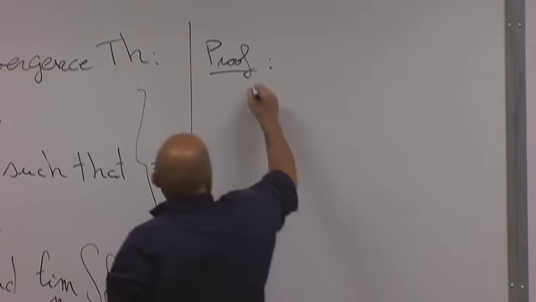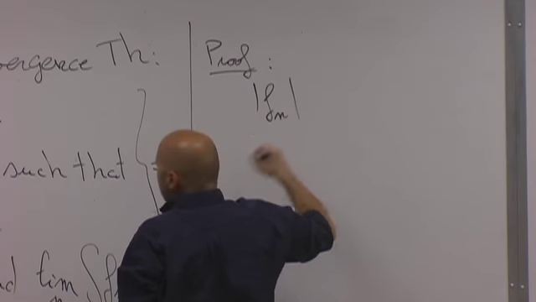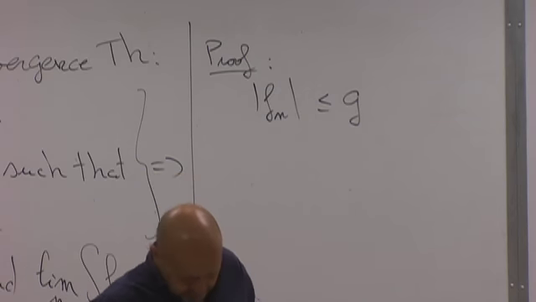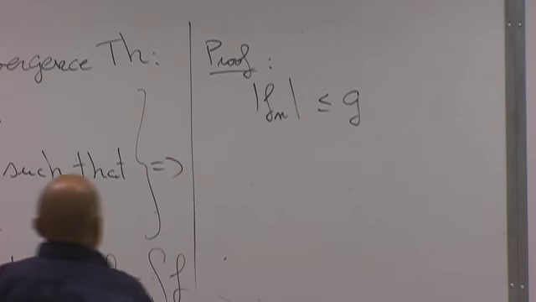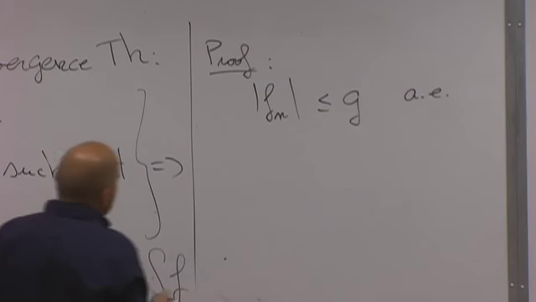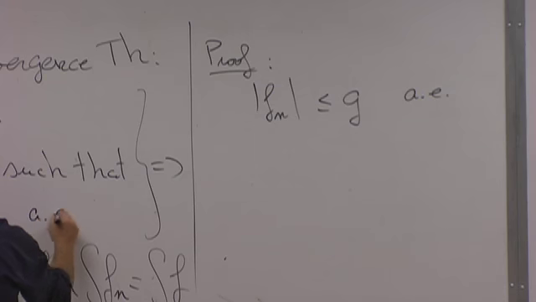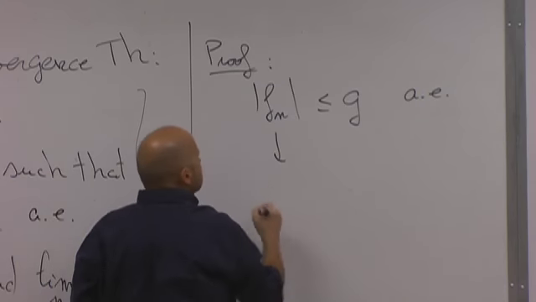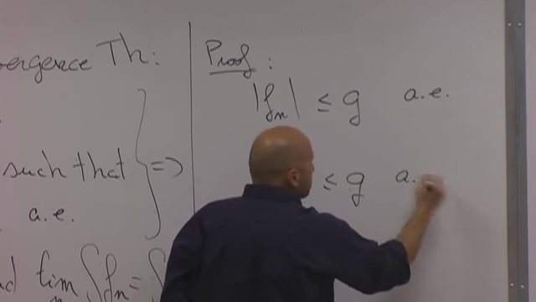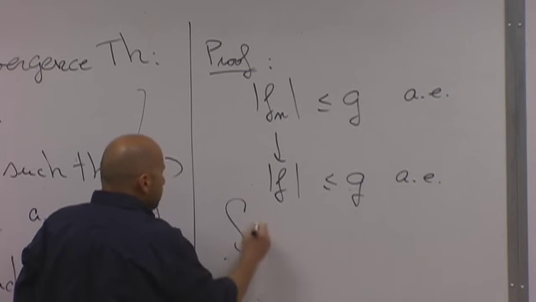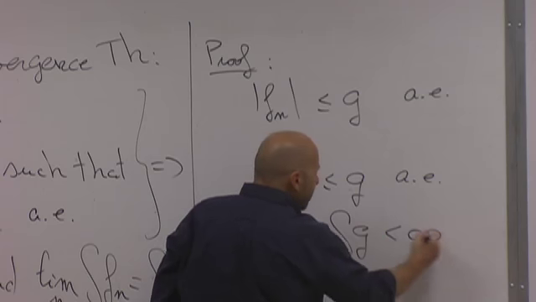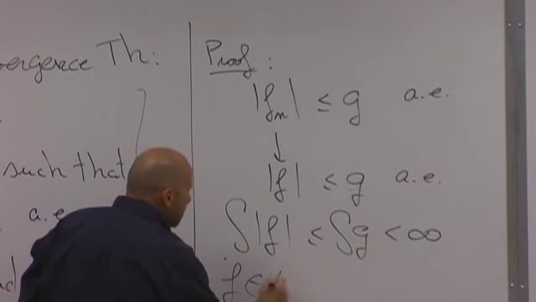The first step is that your Fn in absolute value is less than g, and this holds almost everywhere. So now we pass to the limit and we get f less than g, almost everywhere. Therefore, the integral of f in absolute value is less than the integral of g, which is finite. And this tells me that f must belong to L1.